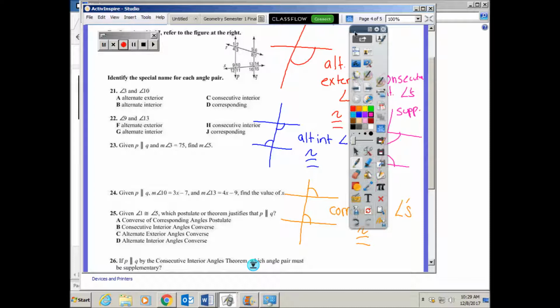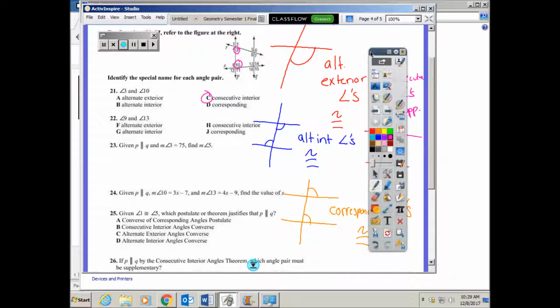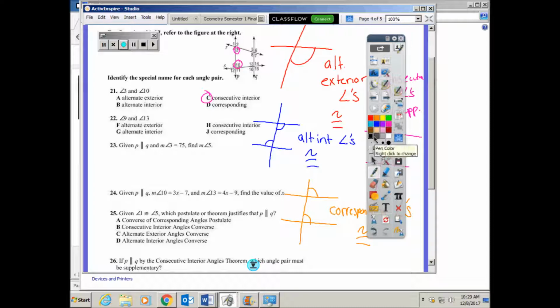So the first few questions just asked you to name each angle pair. 3 and 10. Oh, I didn't even mean to do it. It's the same color over here. Those are consecutive interior angles. Okay. 9 and 13. Those are corresponding.